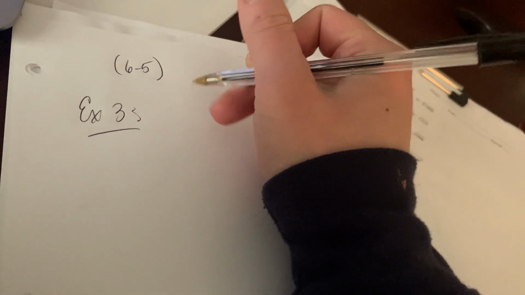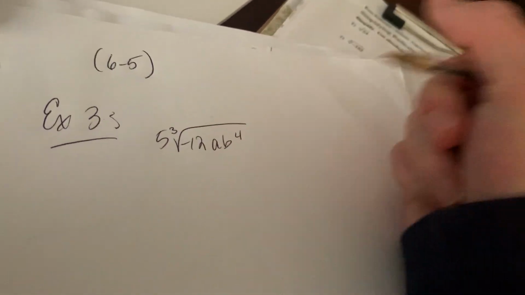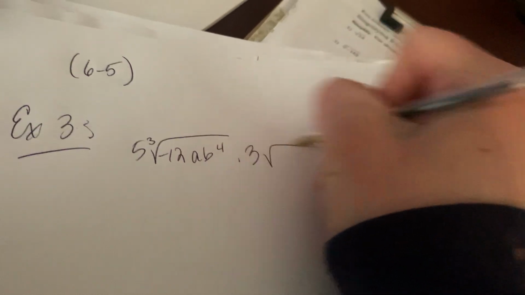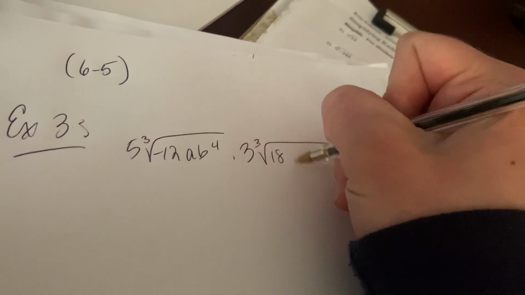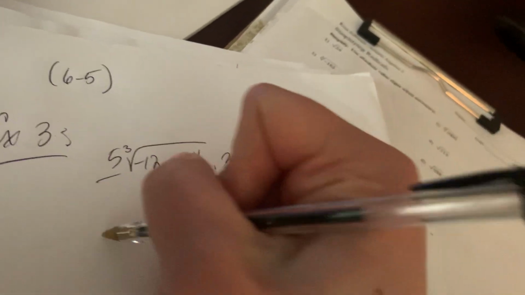Let's start with example 3. Example 3 talks about just multiplying them together. So if you have 5 times the cube root of -12ab to the 4th times 3 cube root 18a squared b squared, what's your answer? Well, whole numbers go together, so you're going to get 15.